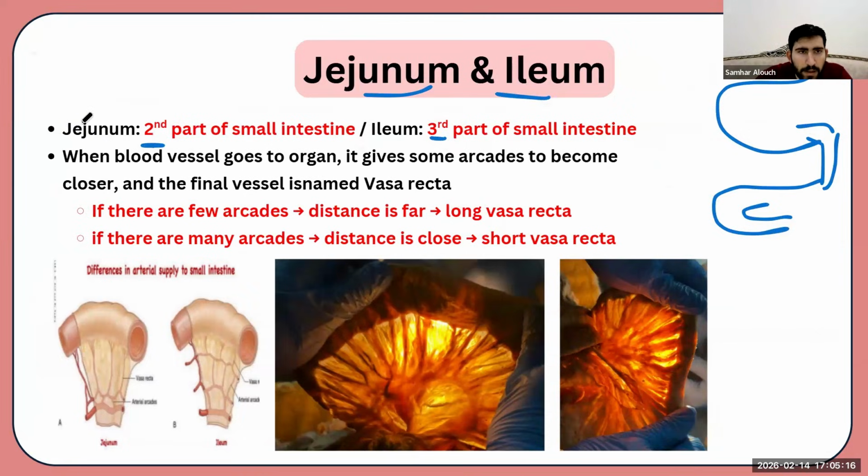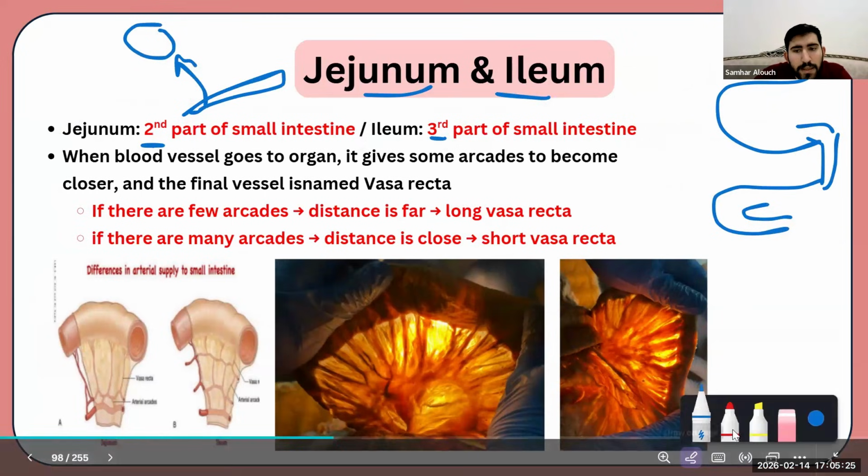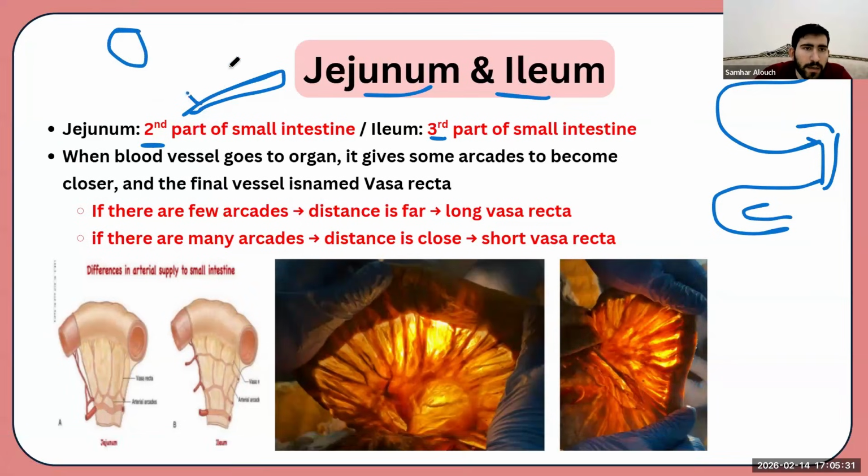Now I want to explain a concept. Let's assume we have a blood vessel here. And here is the organ. The blood vessel must reach the organ. This is done in two ways. How to reach the organ. First thing is by making arcades. Arcades are like this. We make an arcade, then arcade, then arcade, and then the last blood vessel that reaches the organ is called the vasa recta.